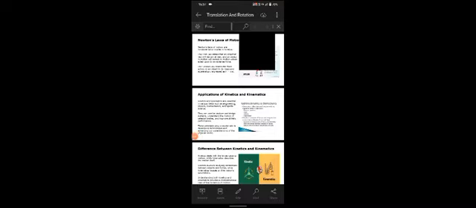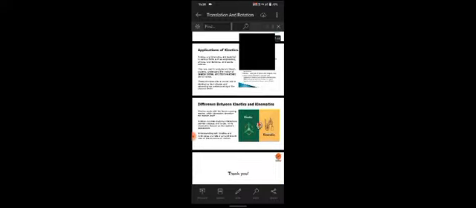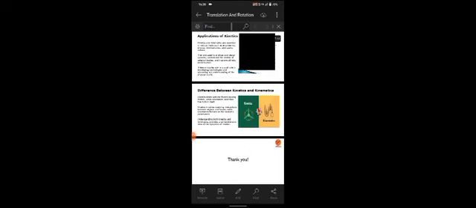Applications of kinetics and kinematics. Kinetics and kinematics are essential in various fields such as engineering, physics, biomechanics, and sports sciences. Difference between kinetics and kinematics. Kinetics deals with forces causing motion, while kinematics describes the motion itself.